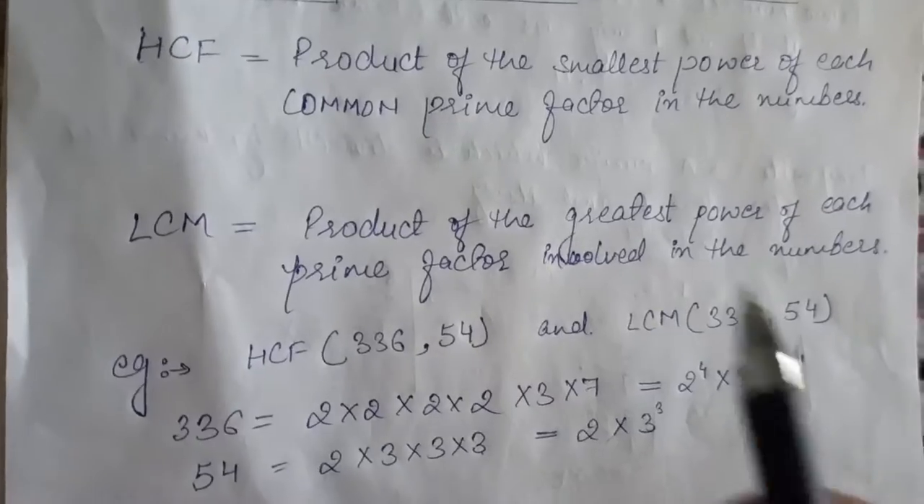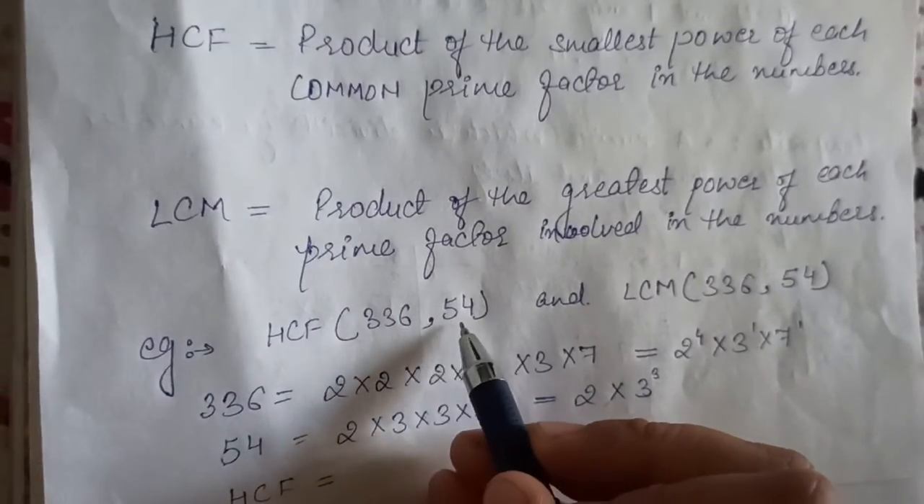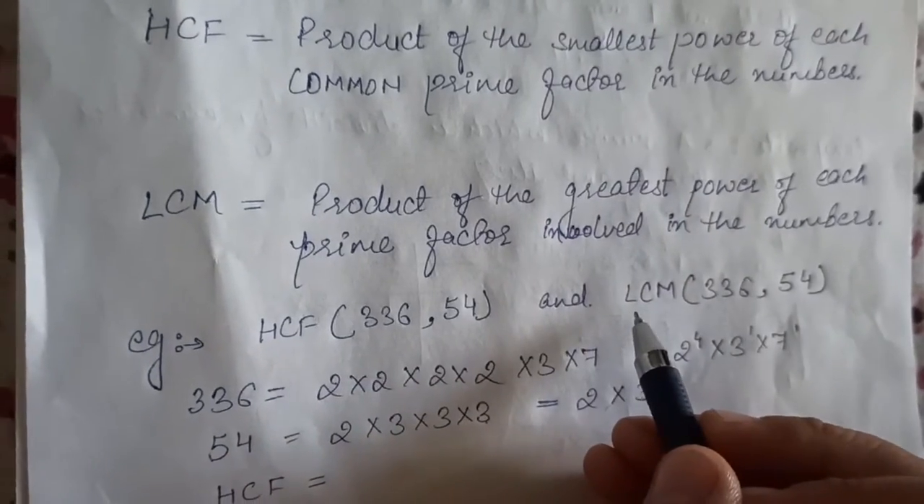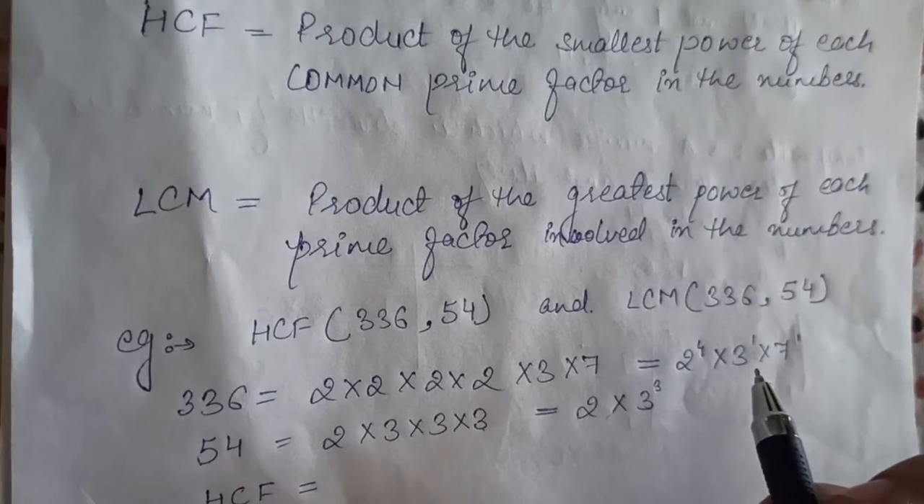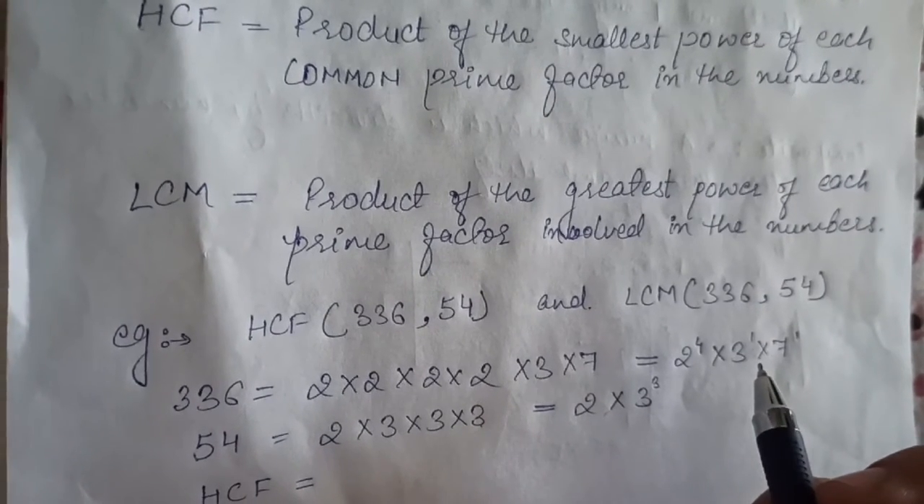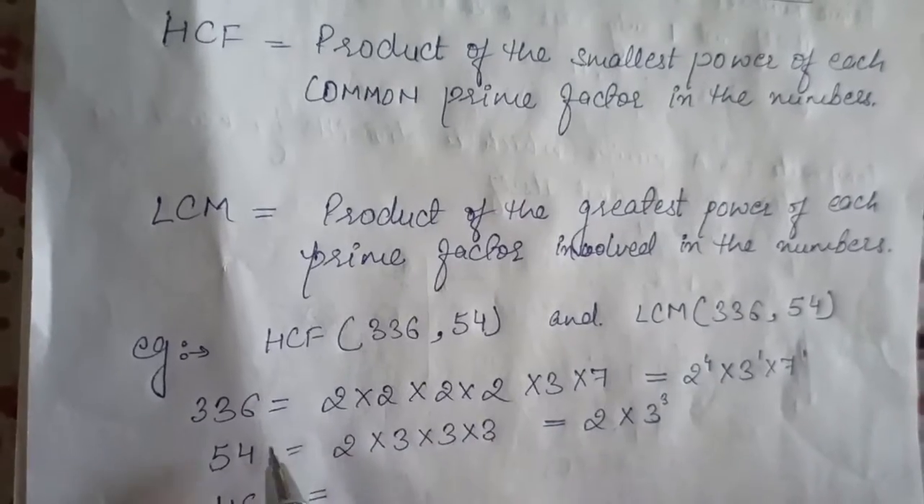For example, we have to find the HCF of 336 and 54, and the LCM of the same numbers, 336 and 54. To find HCF and LCM, first of all we will do the prime factorization. Here I have done it already.